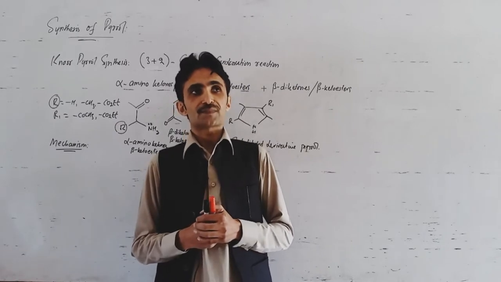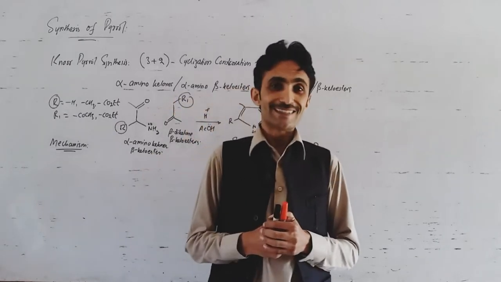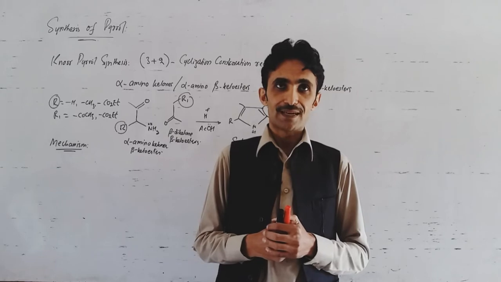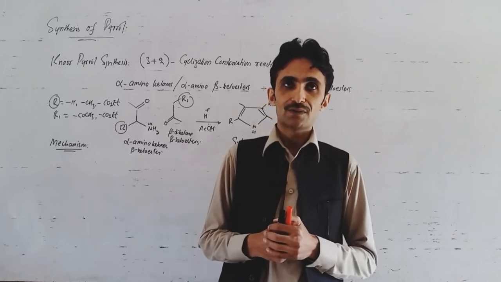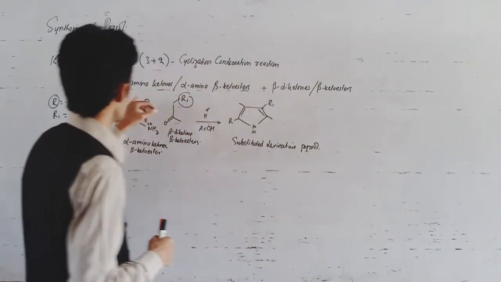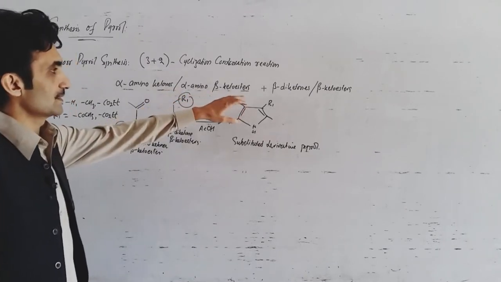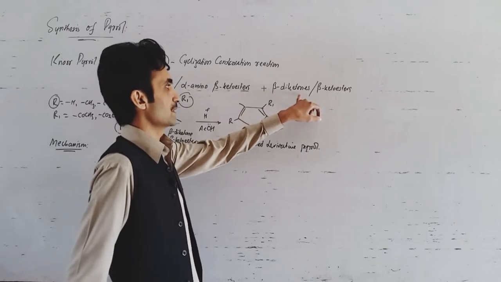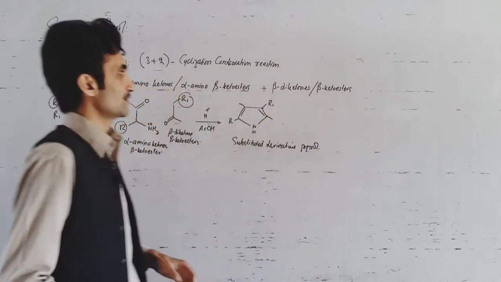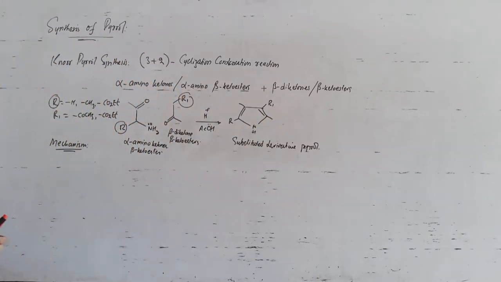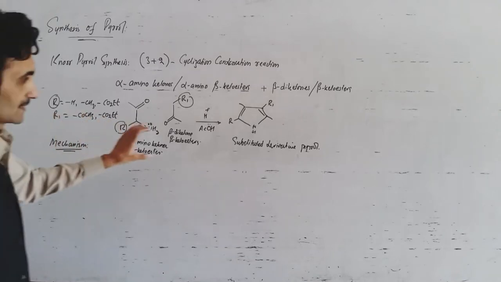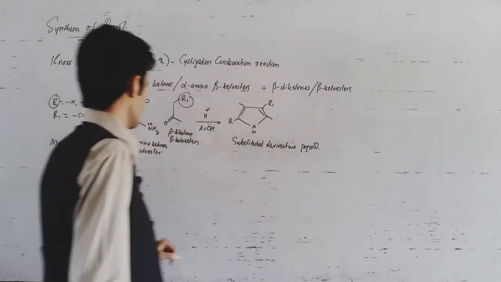Basically it involves two different ingredients such as beta diketone or alpha amino ketone. It can be alpha amino ketone or alpha amino beta ketoester, which are condensed with the beta diketone or beta ketoester in the presence of some acidic media to give rise to formation of a substituted derivative of pyrrole.